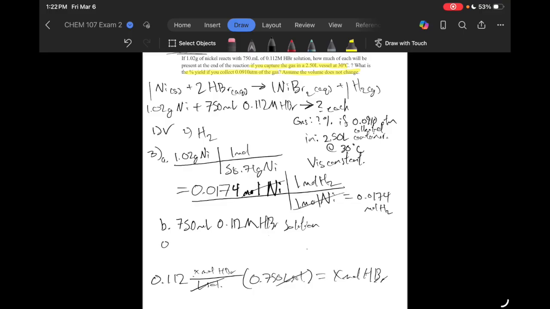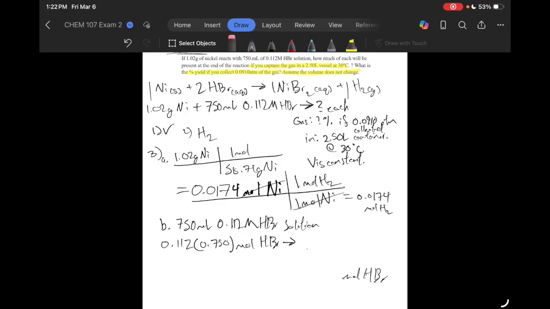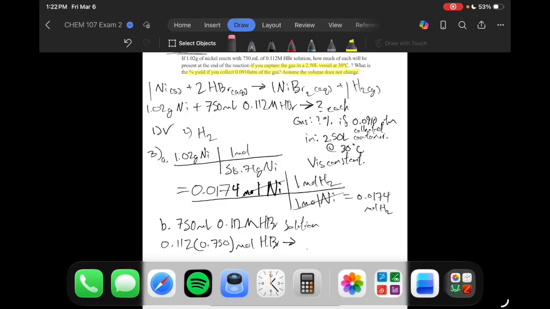So we say that 0.112 times 0.750 moles of HBr. Oh, we complete the calculation. We'll put this into our calculator.